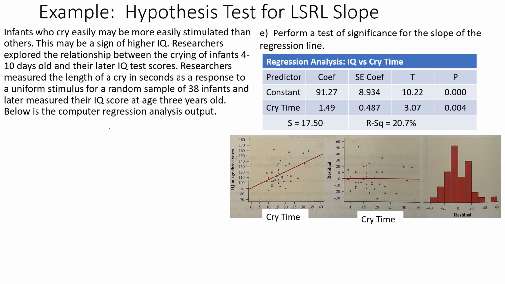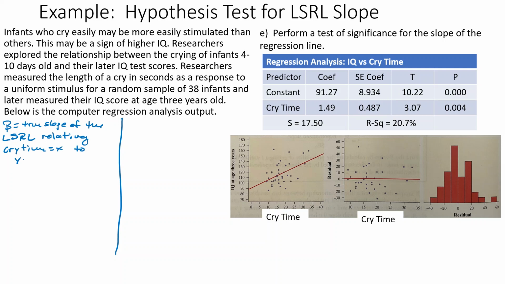So we're doing a test. So we need to state what our beta stands for, is the true slope of the least squared regression line relating cry time, which was our x, to y equaled IQ score.